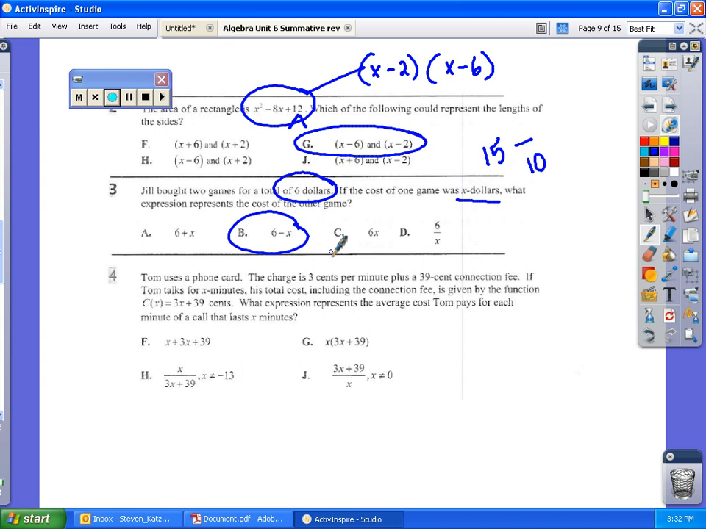Number 4, Tom uses a phone card. It gives us a formula to know his total cost. So if you know the total cost, and you want to know for each minute, you would take the total and divide by the number of minutes. And the number of minutes, remember, was X. So this would be it.